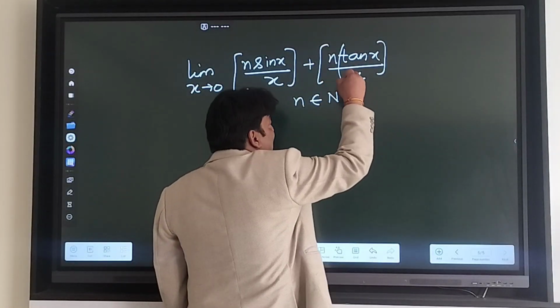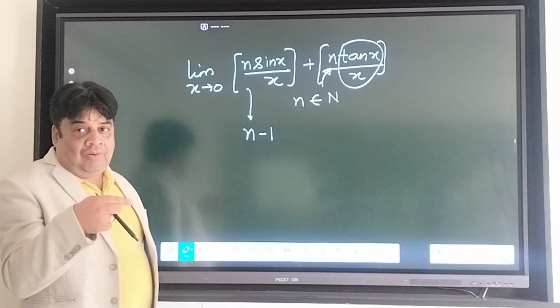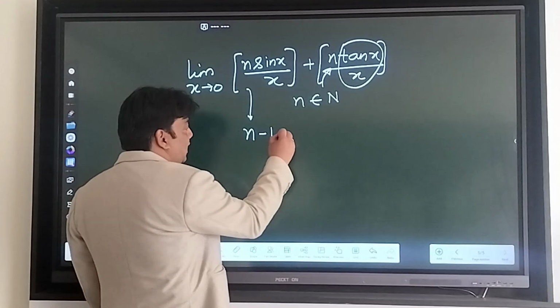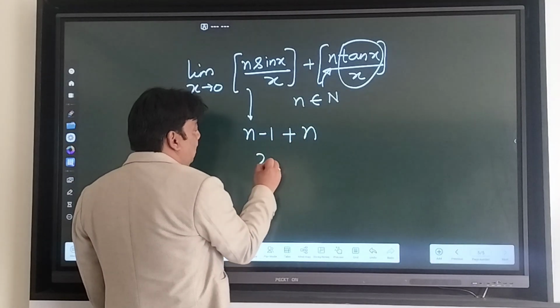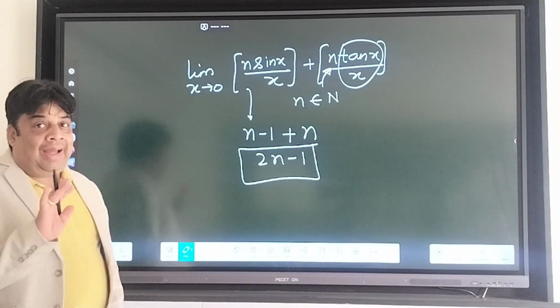This is a value slightly greater than 1. So n multiplied by a value slightly greater than 1 will be a value slightly greater than n. So its greatest integer will be n. So the answer to this question will be 2n minus 1. So this was the idea.